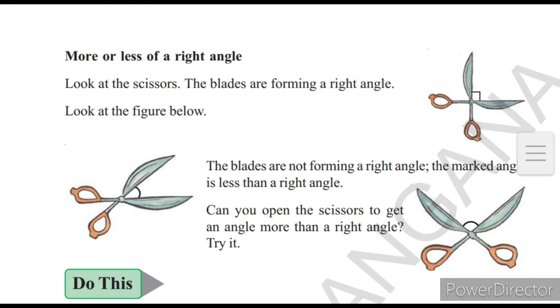Okay, and the third picture, if you open the scissors more, then it is looking like that. So here you can tell that the angle is more than 90 degrees. Okay, so this is a more angle, more than 90 degrees.